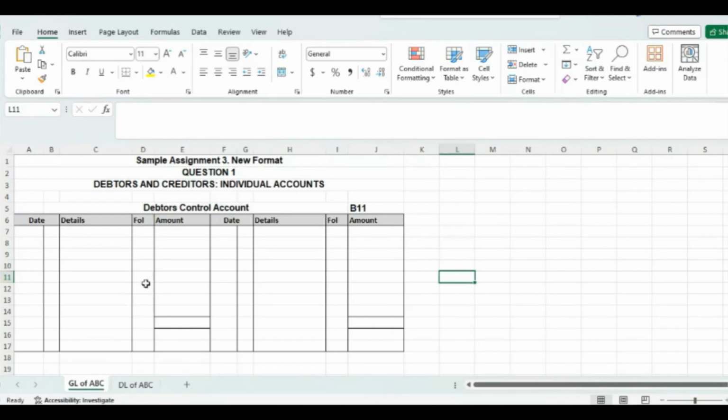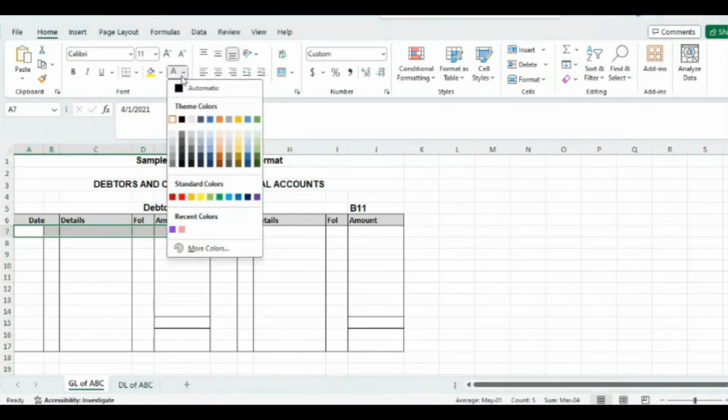Okay, now that we've completed the debtors list here, I'm going to have a look at the general ledger of the company. We could have done the general ledger first as well, but I just prefer to do the reconciliation of the debtors and the debtors list first. Okay, so if we now go to the debtors control account, what we expect on the debit side is there would be a balance from the previous month.